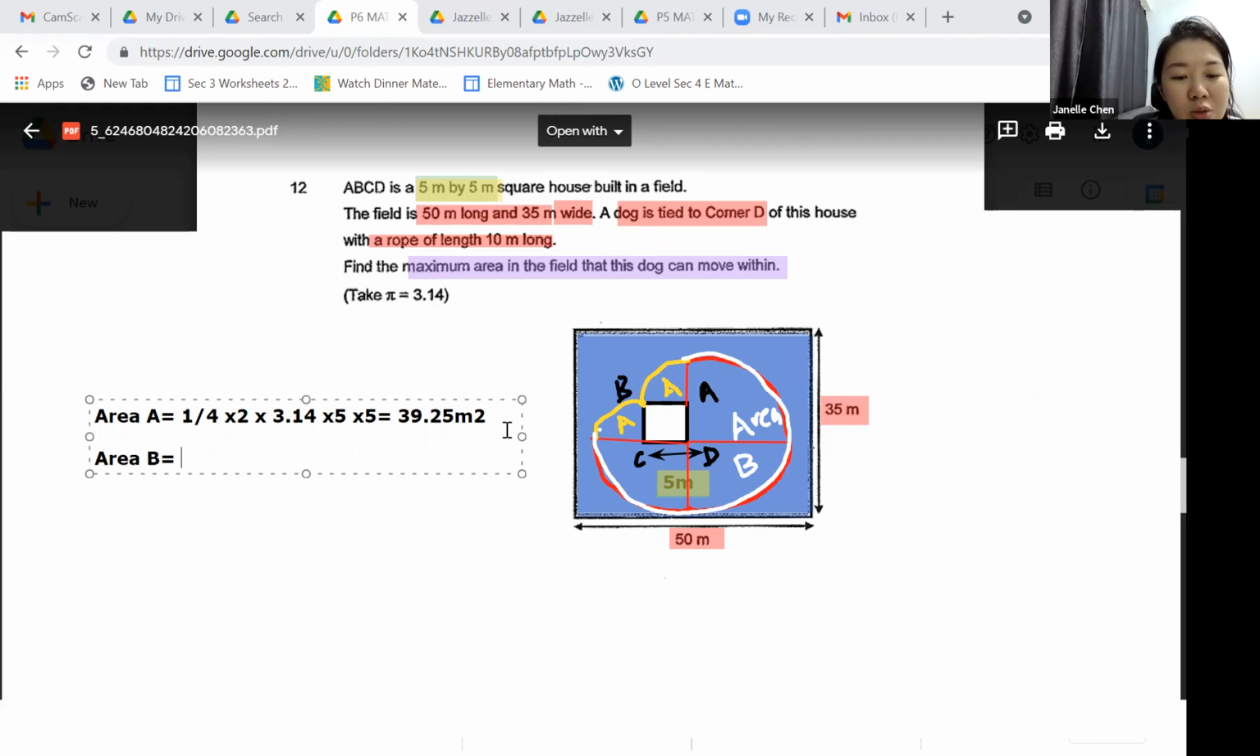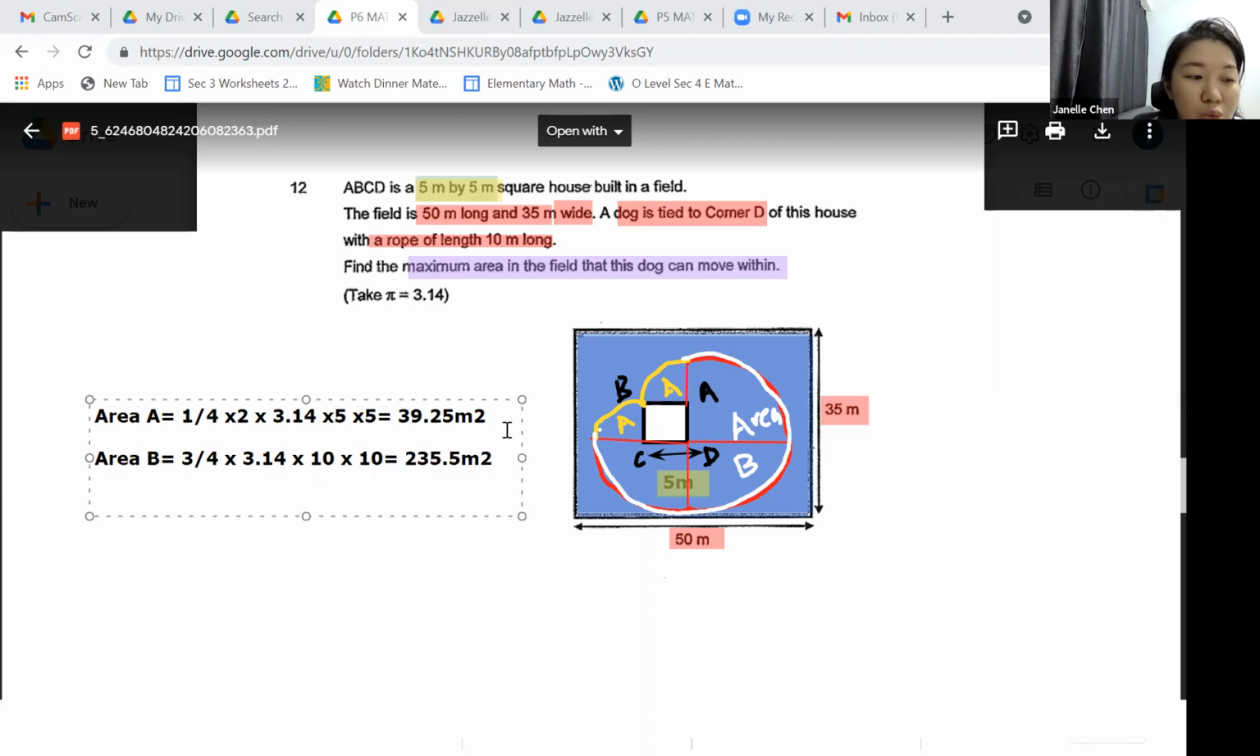Then the next part, we just need to find area B, which is also quite easy since we already did the visualizing part, which is the toughest part. If you cannot visualize the figure that I drew inside here, most probably you will not be able to start the question, or you will just be stuck and assume that it's one whole circle, but it's actually not. So we have 3/4, multiplied by 3.14 again, and then by the radius. Since the rope length is 10 meter, we use 10 meter for the radius. So it's 10 times 10. After pressing the calculator, we should get 235.5 meter square.